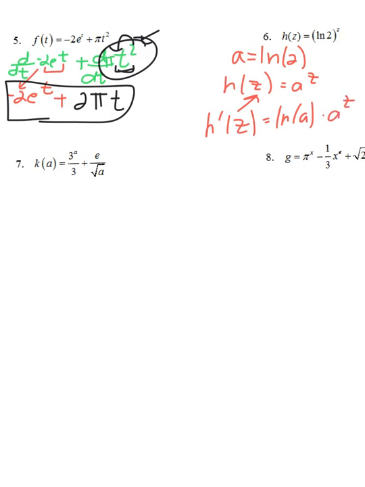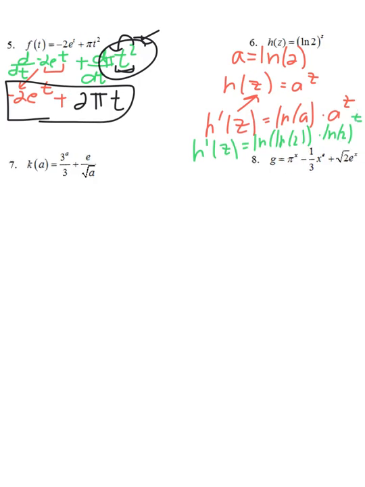So now we go back and substitute, well, what was a? It's just kind of written weird, it's just the natural log of 2. So the derivative here would be the natural log of the natural log of 2 times the natural log of 2 to the power of t.